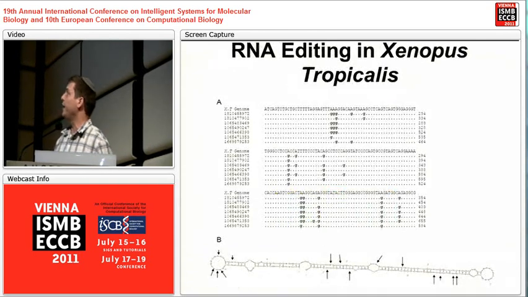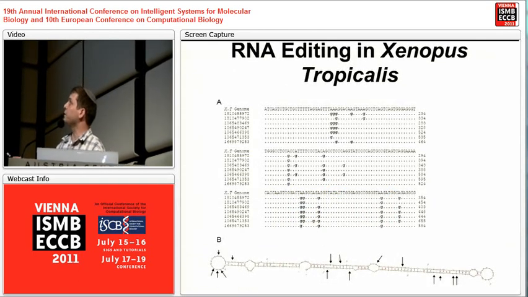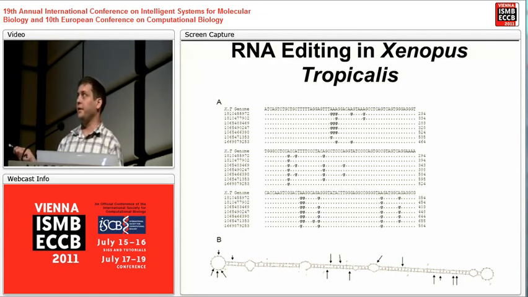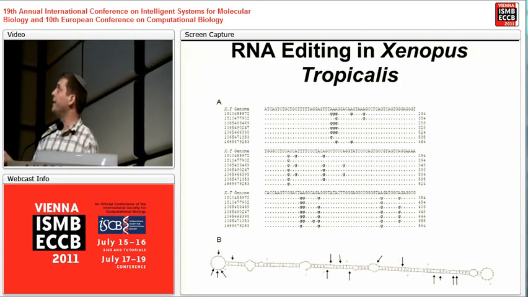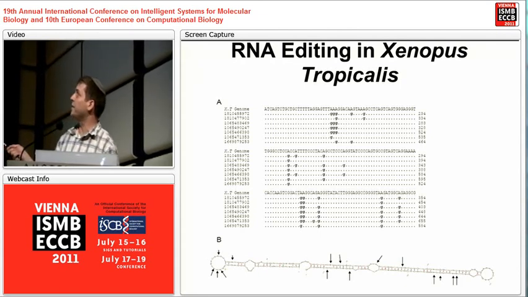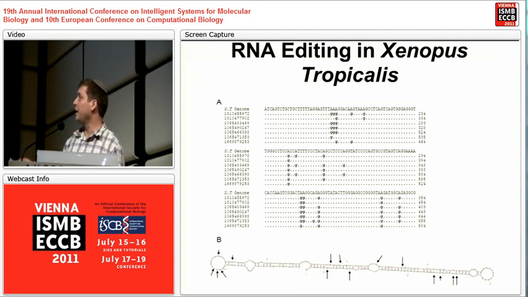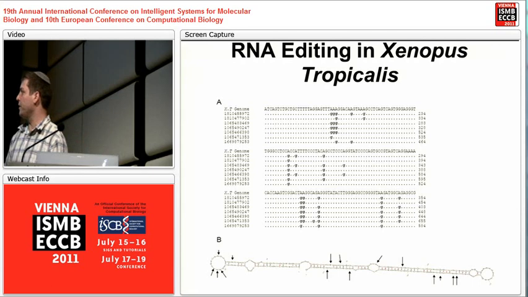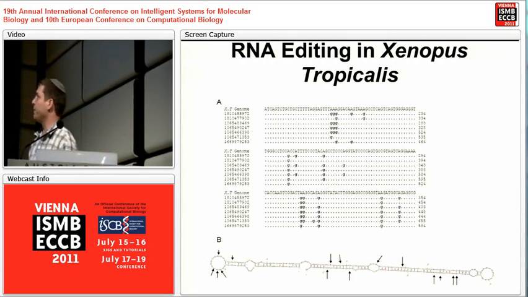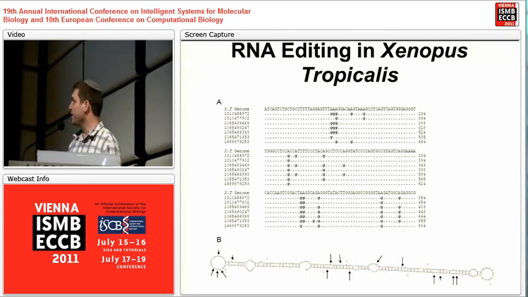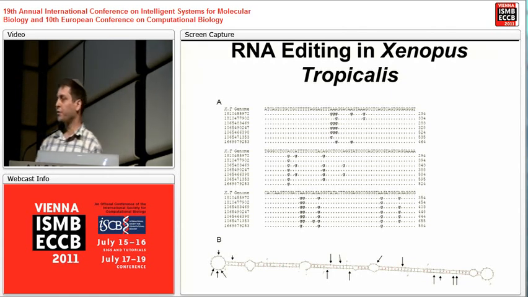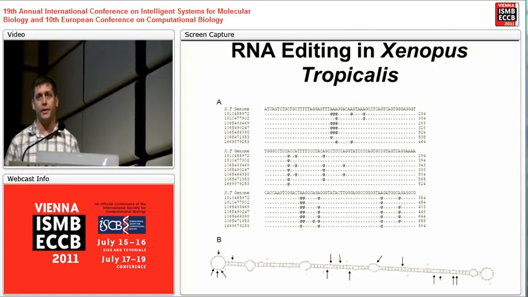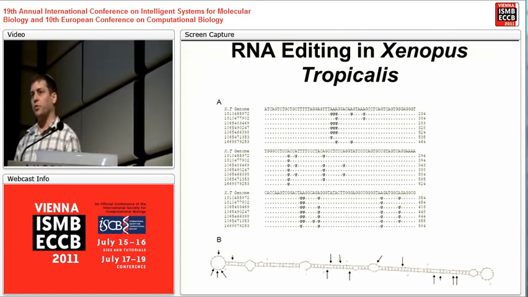This is an example of editing events in Xenopus. This position has several ESTs that support this region, and you can see the clear cluster of A to G mismatches. And as I told you, ADAR binds to double-strand structures, and here you can see the double-strand structure formed by this region. The editing takes place, as expected, in positions that obey the sequence motif of ADAR.